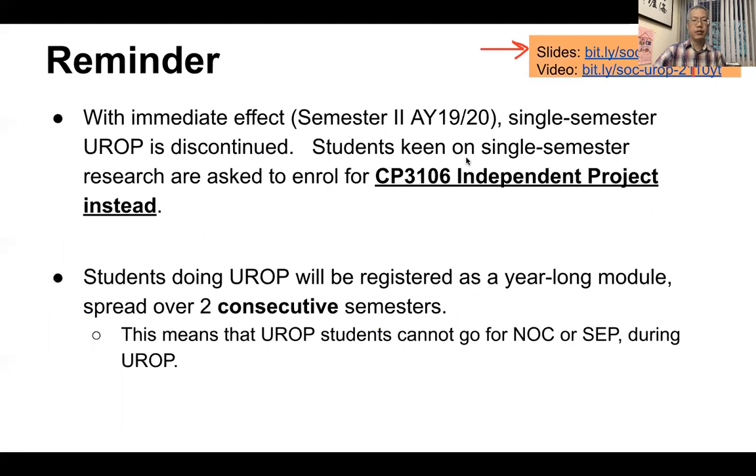Okay, so a reminder, if you are interested in doing research, but you're not really sure, or you're planning to do SEP or NOC, then you may consider instead CP3106, which is an independent project. Okay, this is something like UROP, but it doesn't have an extra examiner, and the grade is completely dictated just by your advisor. Okay, this will allow you to have a trial of doing research, but for one semester.